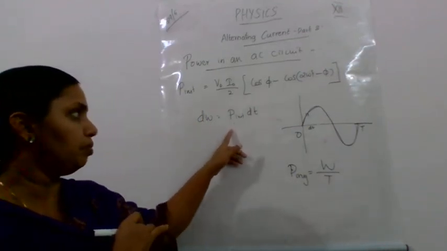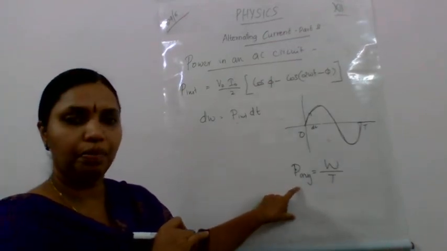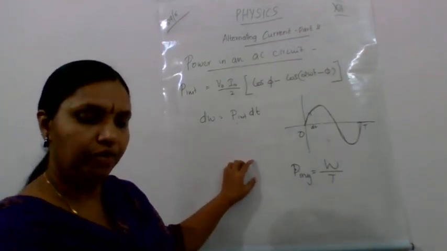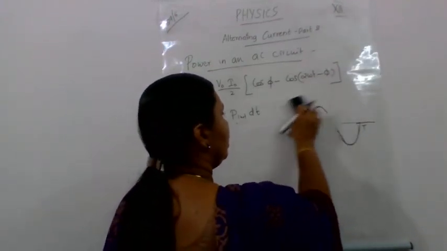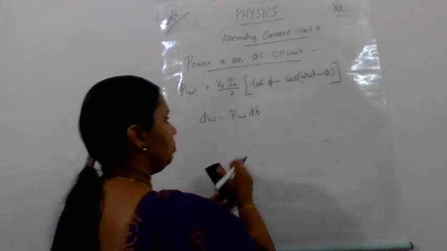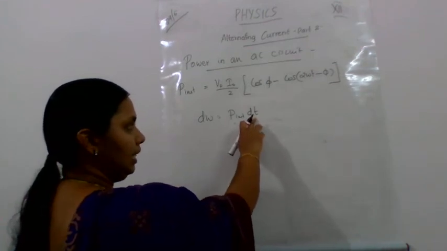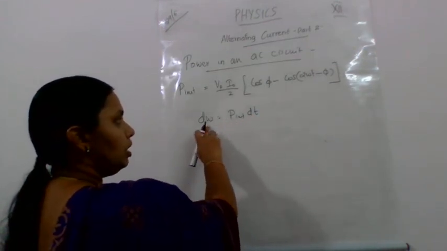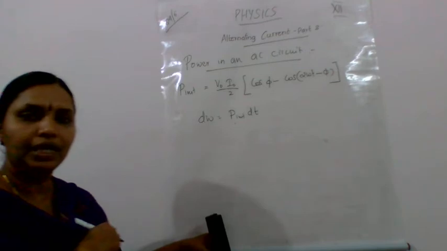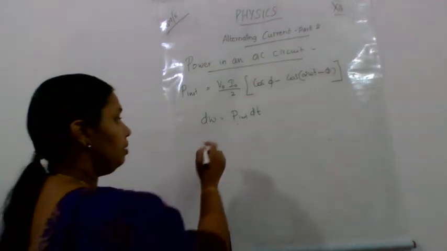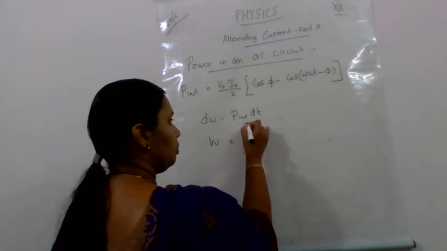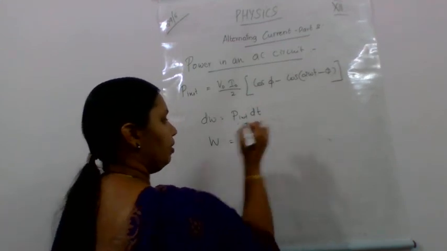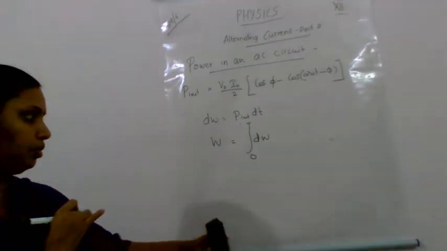So now we are moving to the average power. From the instantaneous power, we can find out the average power. Instantaneous power we know. For this particular instant dt, it is a constant. So during that time, the work done will be dW. What will be the total work done for the whole cycle, that is from 0 to T? We have to integrate this dW.